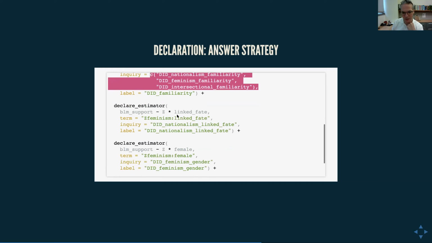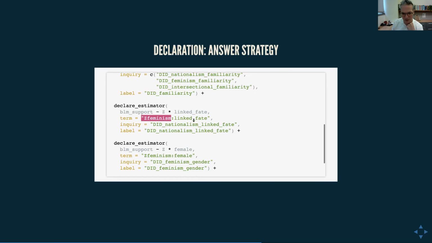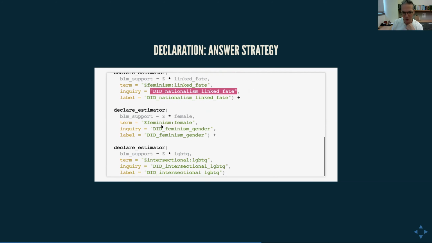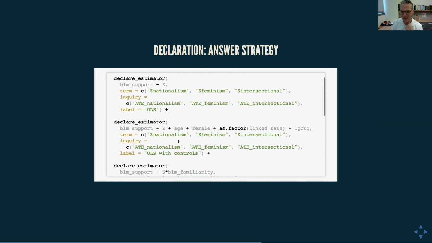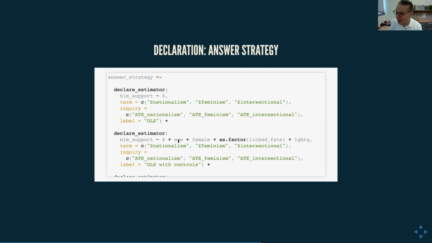Now we want to do it specifically for this linked fate one. This interaction term corresponds to this inquiry, and so on for these others. So you can see that it's a little breezy in the "as predicted" thing. Here we are being super precise about which estimators are associated with which inquiries.